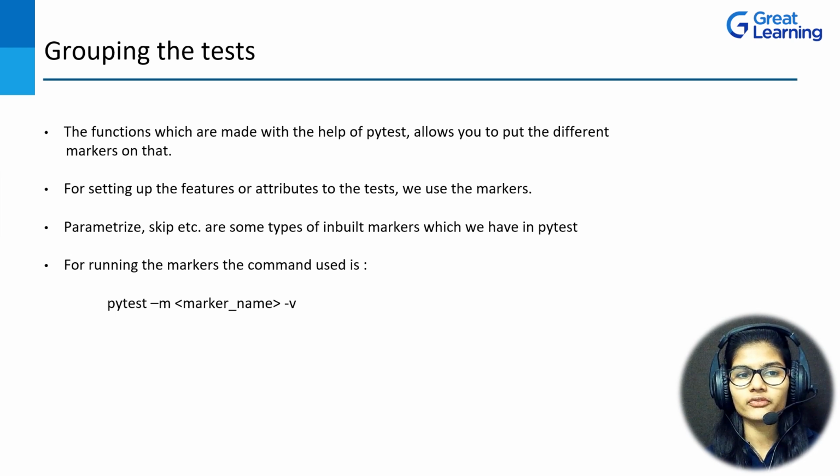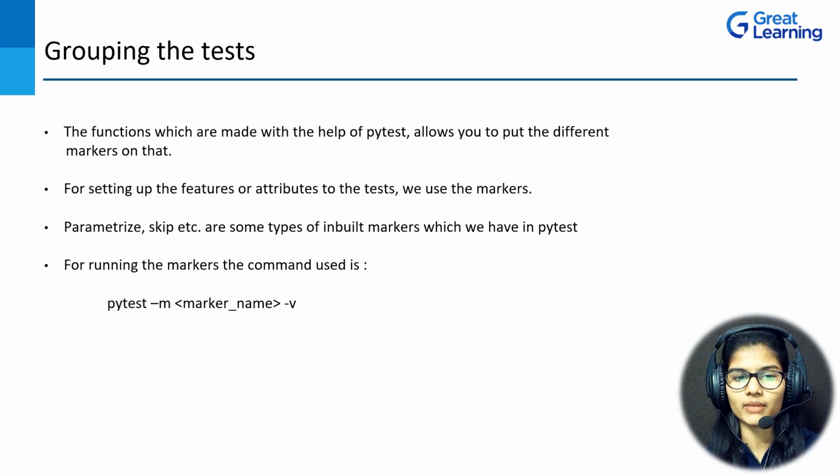For grouping the tests, the functions which are made with the help of PyTest allow you to put different markers onto them. Now, why do you use those markers? Markers are used for setting up features or attributes on the test. Then you have parameterize, skip, etc., which are some types of inbuilt markers we have in PyTest.